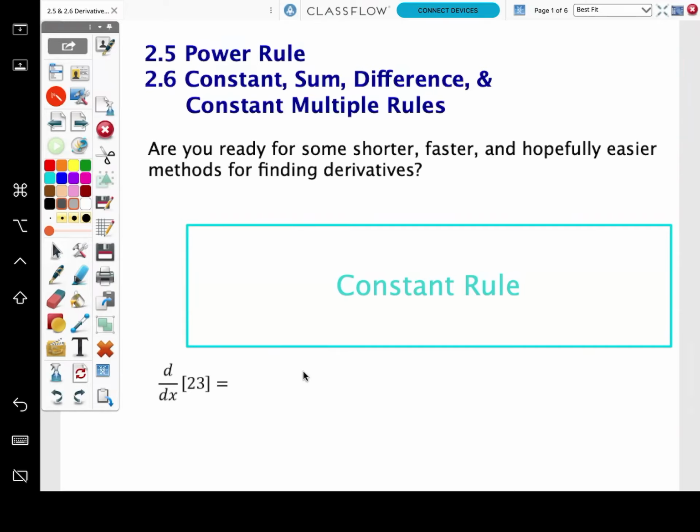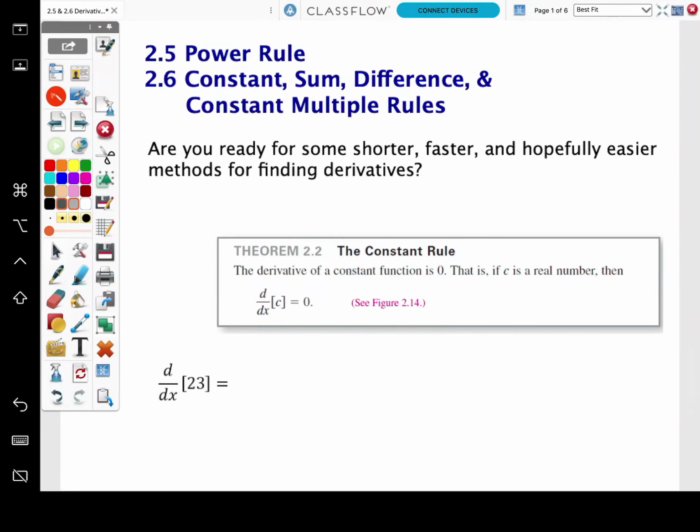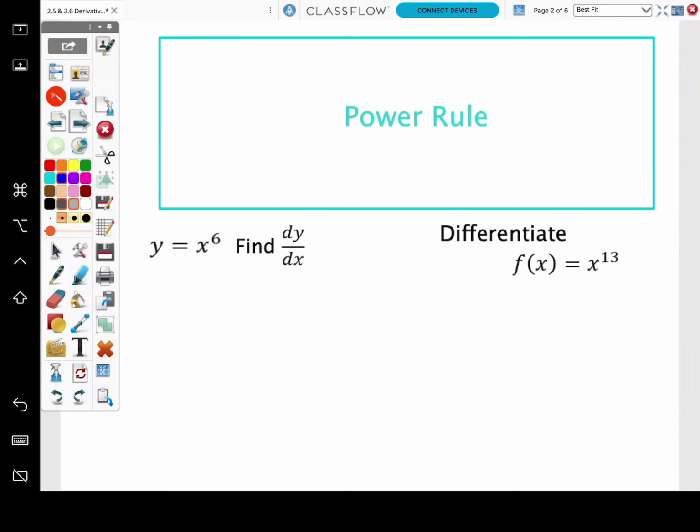So very first rule, constant rule, just differentiating the constant function. If you think about the constant function, the slope of that everywhere is 0, so it should be no surprise that the derivative of a constant is 0. So our little example here, the derivative, remember d over dx means find the derivative. Finding the derivative of 23, just 0, because that's a constant, and derivatives of all constants are 0. So it's like the easiest one ever.